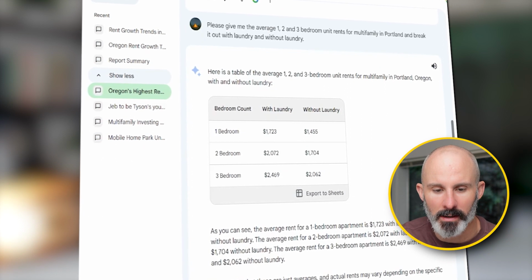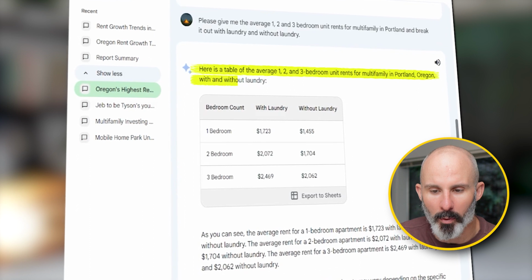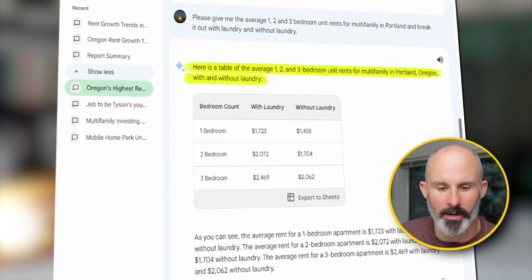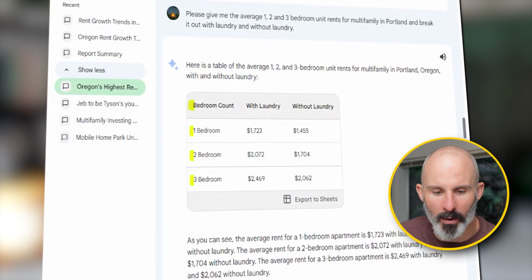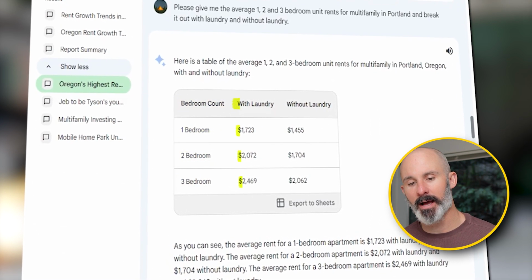Please give me the average rents. Here is a table of the average 1, 2, and 3 bedroom unit rents for multifamily in Portland, Oregon, with and without laundry. How cool is this? It gives us a bedroom count, 1, 2, and 3. Then it gives us the average rents based on with laundry inside or without laundry.